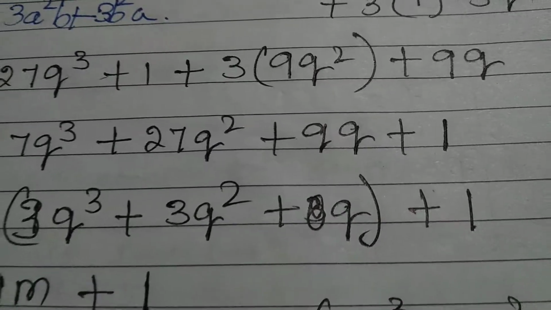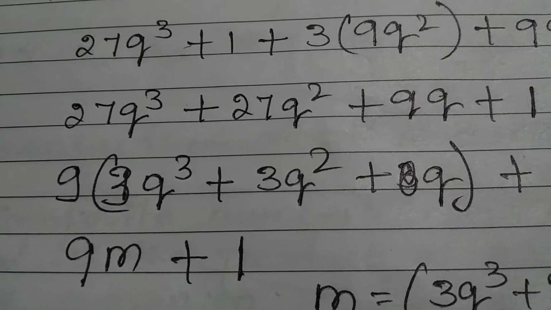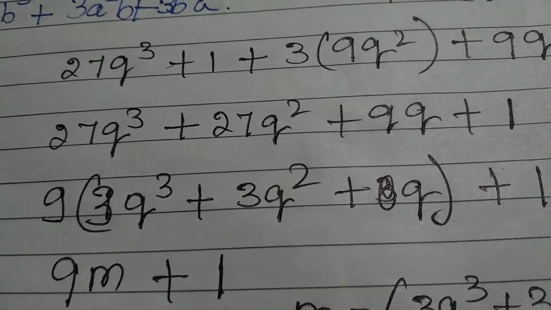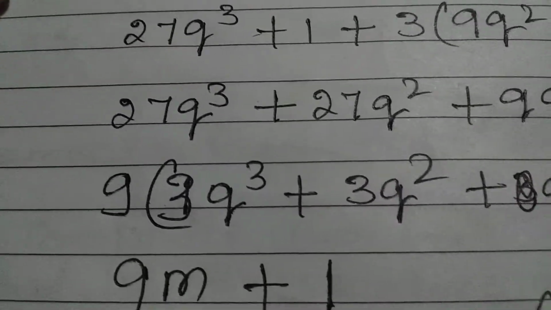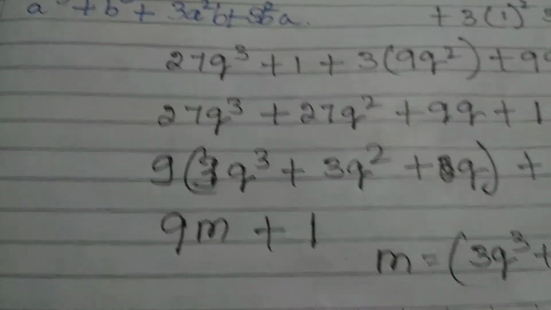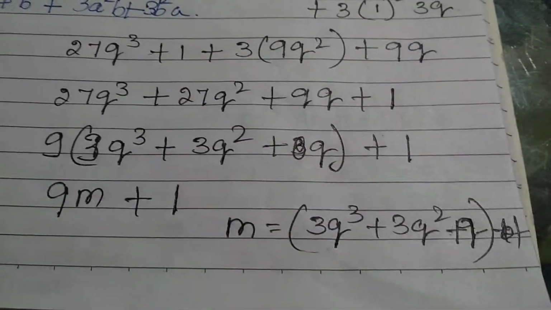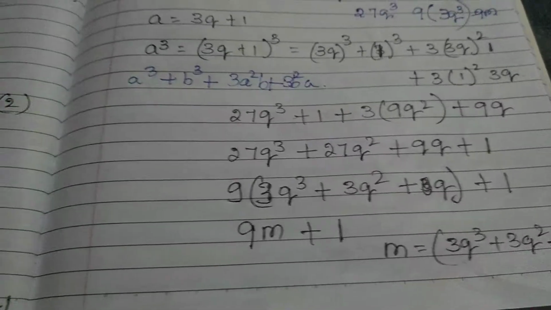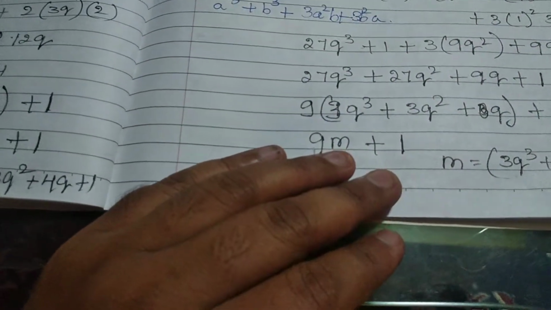Now we got plus 1 here. So take 9 as a common factor: 3q cube plus 3q square plus q, plus 1. So this can be written as 9m plus 1, where m is equal to 3q cube plus 3q square plus q. Got it? This is how we can write 9m plus 1.